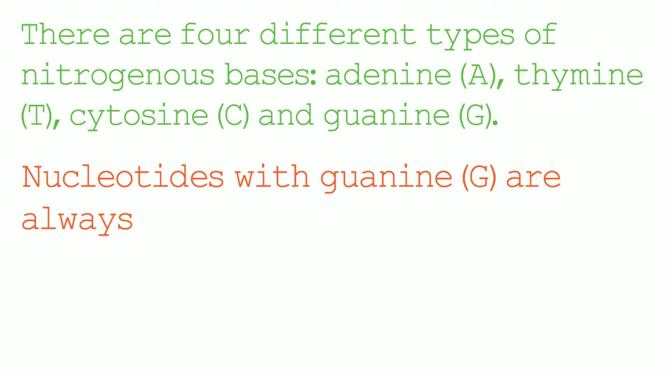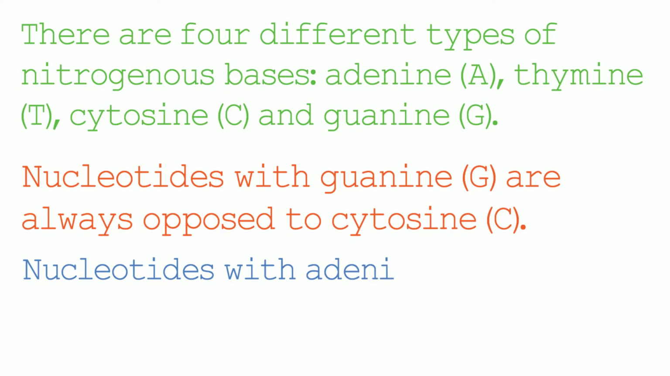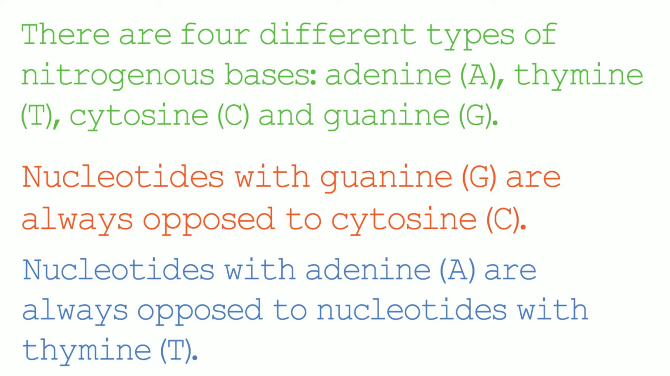Nucleotides with G are always opposed to nucleotides with C, and nucleotides with A are always opposed to nucleotides with T. An easy way to remember this rule is GCAT, whereby G and C are always paired together, and A and T are always paired together.